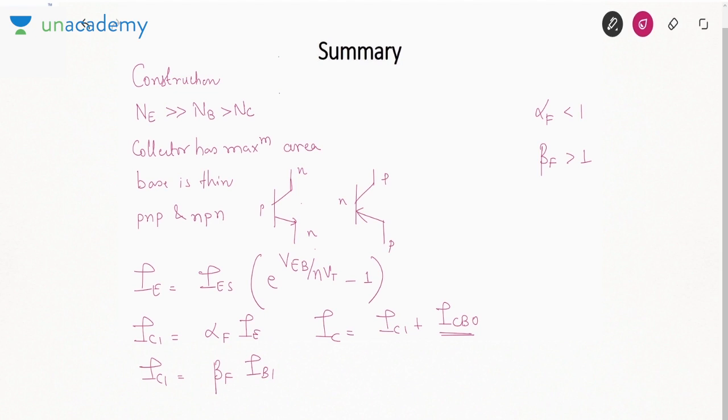But in this lecture, if you want to remember something, this is the first thing that you need to remember. That is the equation for emitter current. It is the same as that of a diode, because the emitter-base junction is nothing but a PN diode.